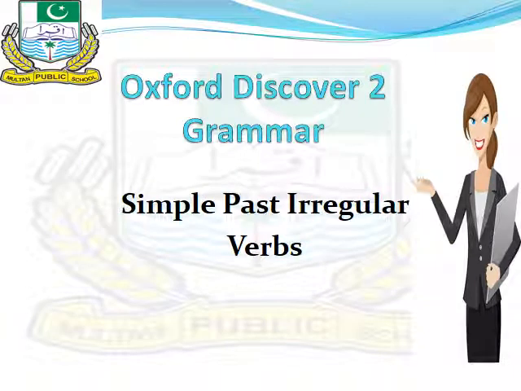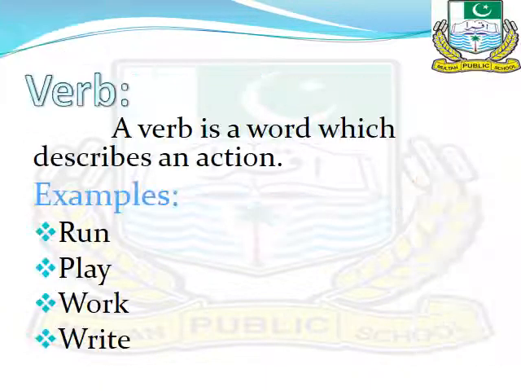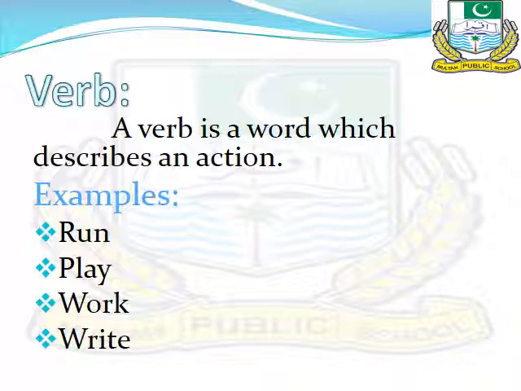Today we will learn grammar. Our grammar topic is simple past irregular verbs. First, we will learn what is a verb. A verb is a word which describes an action. Examples: run, play, work, write.